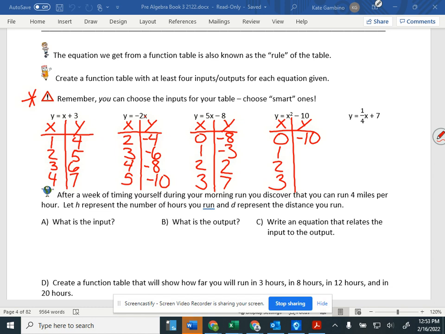What if I put a 1 in, Jocelyn? -9. 1 squared is 1. 1 minus 10 is -9. Briggs, if I put the 2 in, so 2 squared is 4. 4 minus 10 is -6.